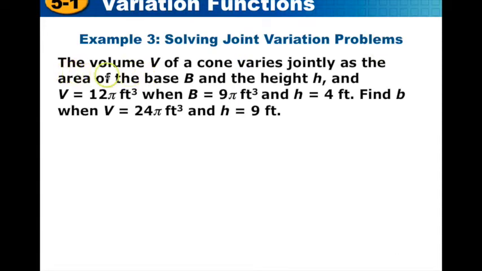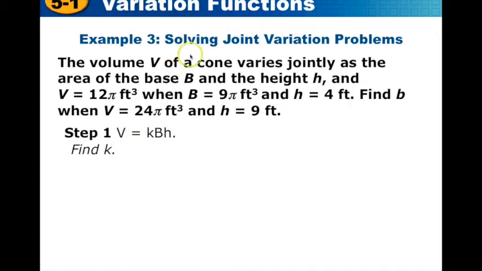Example: the volume V of a cone varies jointly as the area of the base B and the height h. Volume equals 12π when base equals 9π and height is 4. Find B when V equals 24π and h equals 9. So we're going to write an equation.